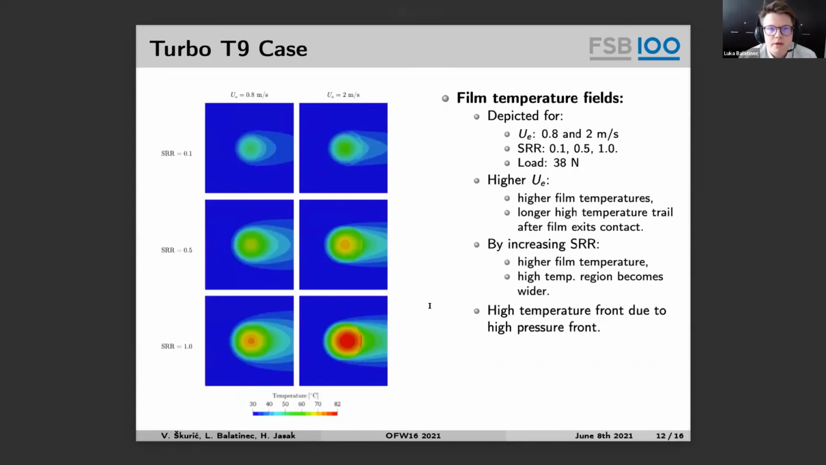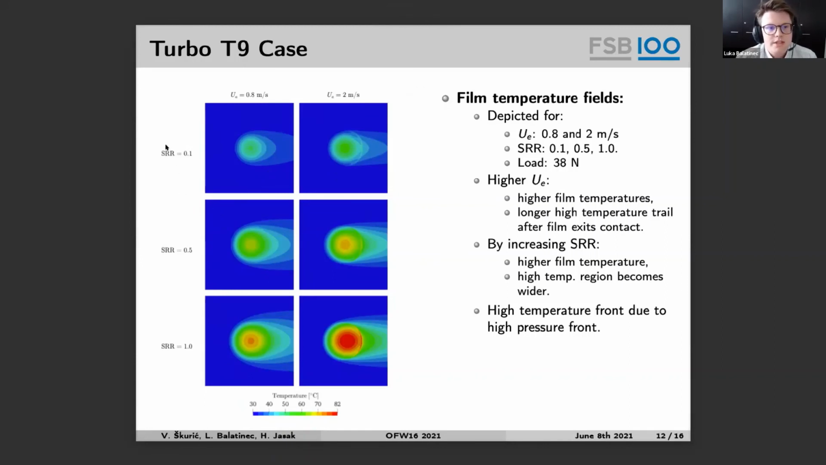Here we can see the film temperature field for the Turbo T9 case for two different entrainment speeds and different slide-to-roll ratios and a single load. We can notice that for higher entrainment speeds, we can achieve overall higher temperatures, and we tend to have longer high temperature trails after the film exits the contact.